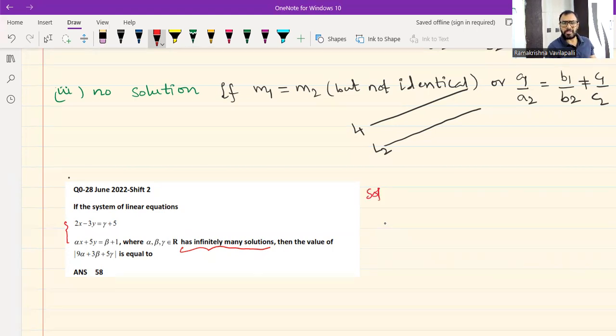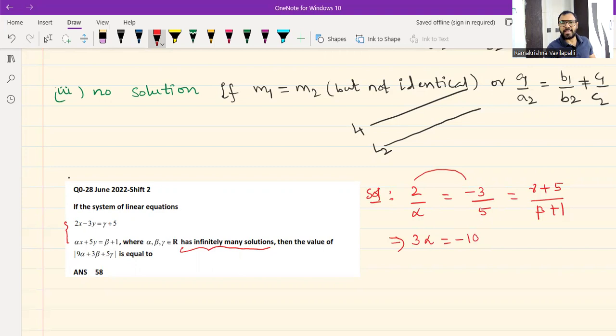So here is the solution. For infinitely many solutions, 2 by alpha equal to b1 by b2 equal to minus 3 by 5, equal to gamma plus 5 by beta plus 1. For infinitely many solutions, the lines must be coincident, so both equations represent one equation only. For that, the ratio of x coefficients equals the ratio of y coefficients equals the ratio of constants. Now you see, taking the first two, you will get 3 alpha equal to minus 10.